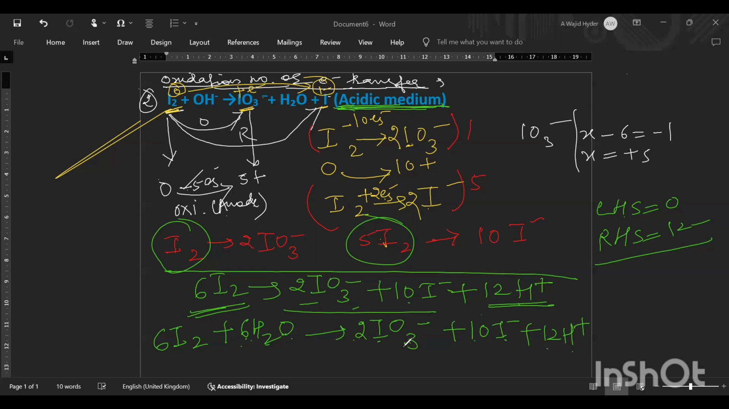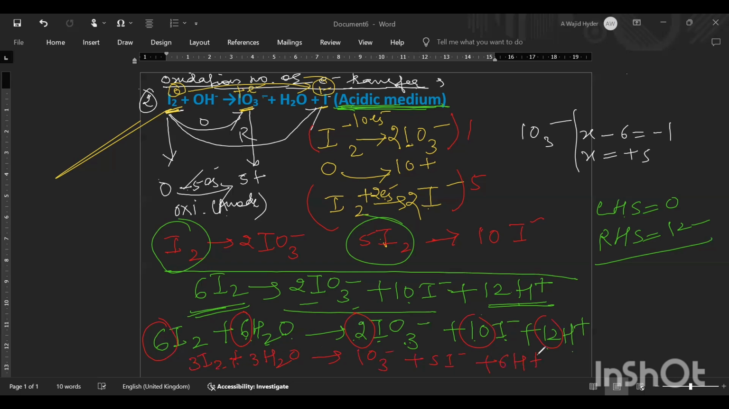But see here, you can write it in this form, or you can simplify this too. Why? Because the stoichiometric coefficients 6, 6, 2, 10, and 12 all have a common factor 2. So you can write it in this form also: 3I2 + 3H2O will give IO3- + 5I- + 6H+. So you can write it this way too.